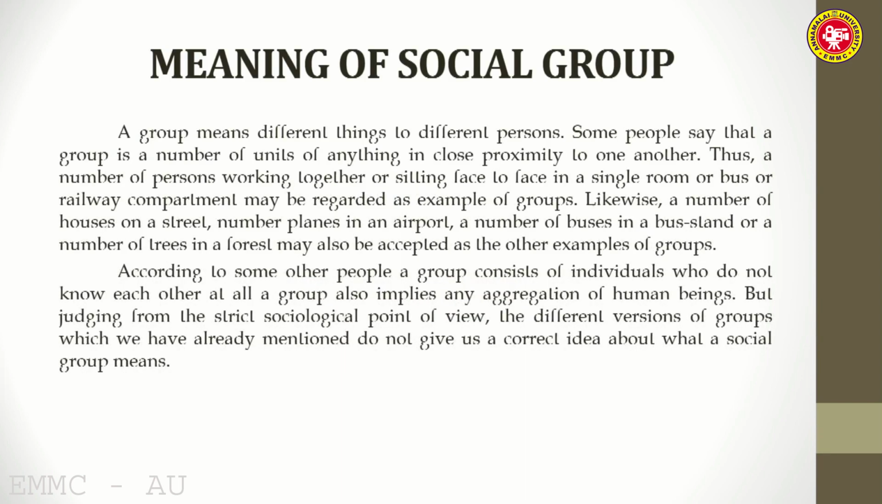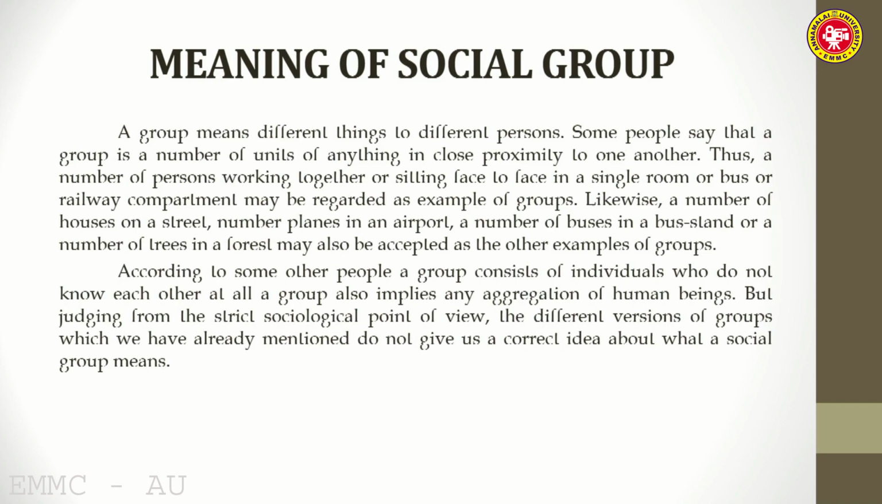The next one is social group. Social group means different things to different persons. Some people say that a group is a number of units of anything in close proximity to one another. Thus, a number of persons working together or sitting face to face in a single room or bus or railway compartment may be regarded as examples of groups.